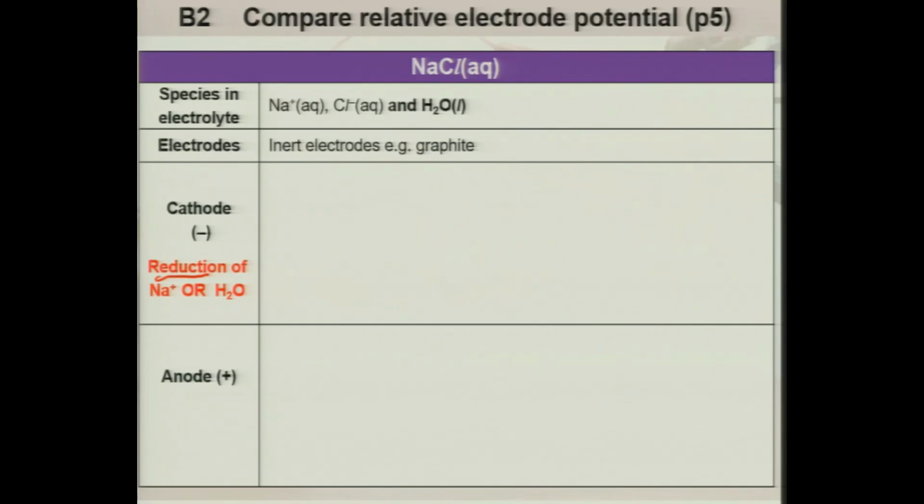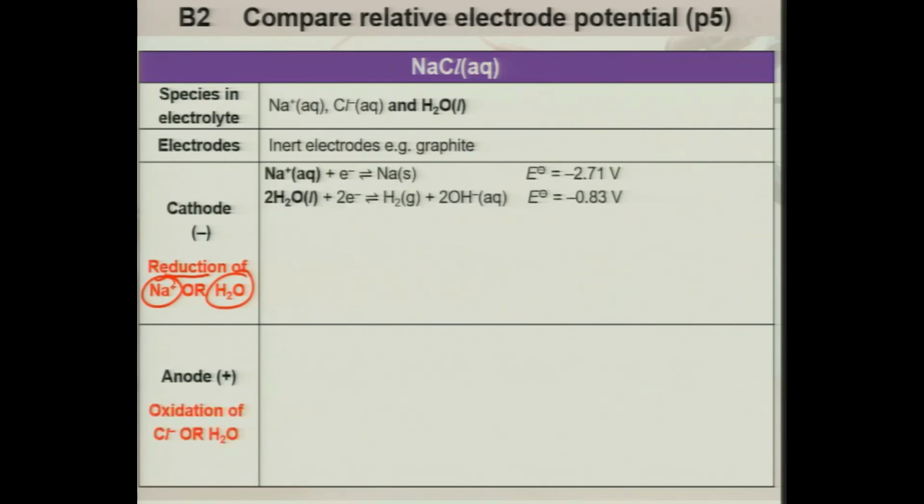At the cathode, reduction happens, and the data in your data booklet is written in reduction form, right? From left to right, the equations are written in reduction form. I'm going to look for sodium and water on the left side of the equation. Please take note, I actually highlighted certain things for you. I'm going to look for them on the left side because I know it will undergo reduction.